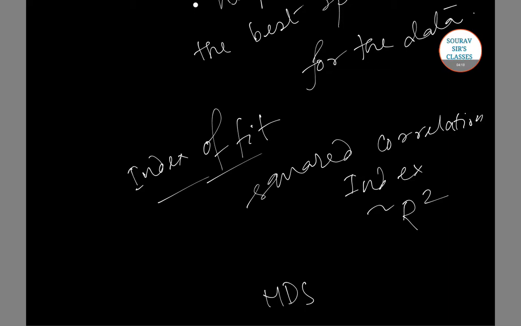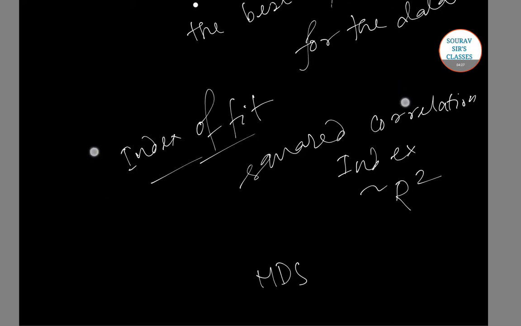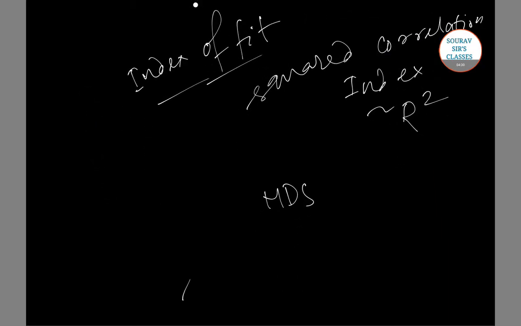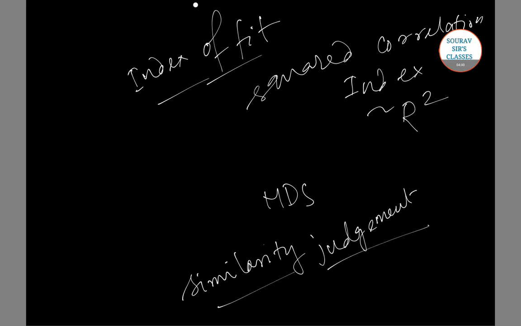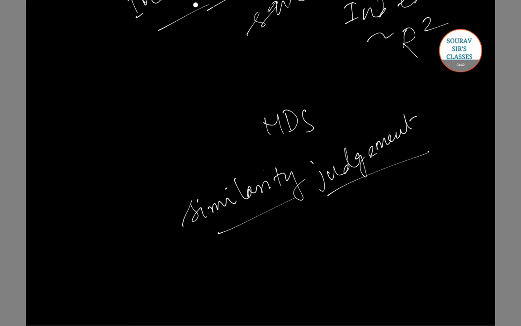Now we will talk about similarity judgment. Similarity judgment refers to the ratings of all possible pairs of stimuli or brands in terms of their similarity using a Likert type scale.